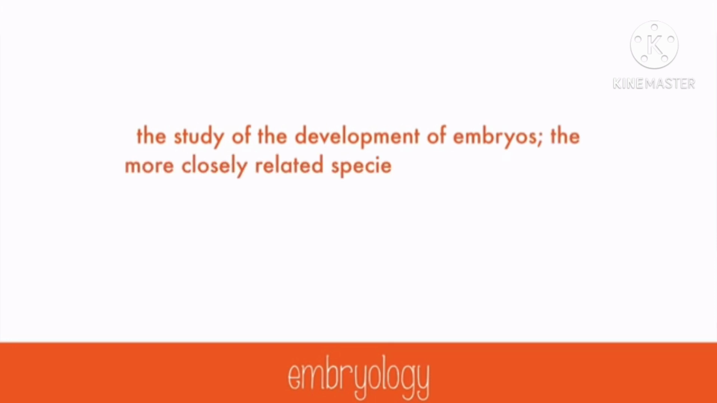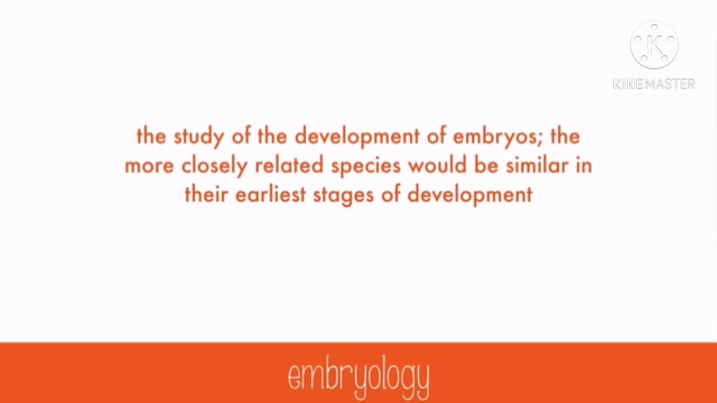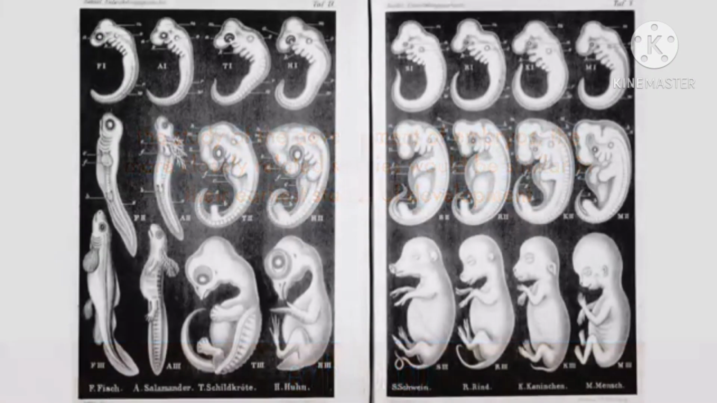Embryology is the study of development of embryos. The more closely related species would be similar in the earliest stages of development. These exaggerated drawings by Ernst Haeckel were used to show similarities between early stages of an embryo among different species, including salamanders, pigs, and humans. And while they are not truly accurate, they were some of the first attempts at using embryology as evidence for evolution. Today, the stages are studied at the same point of their development, unlike these images.